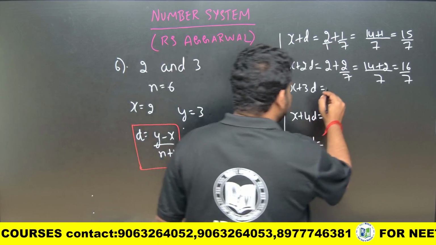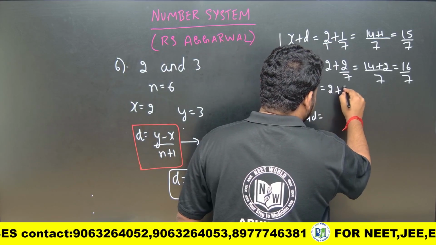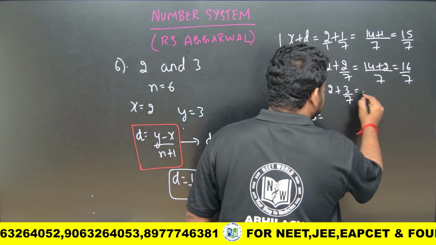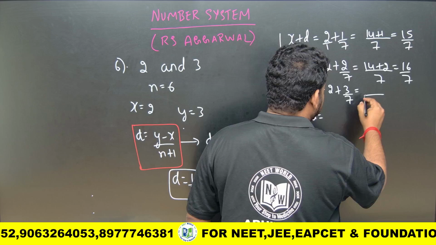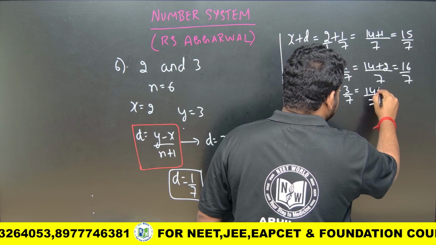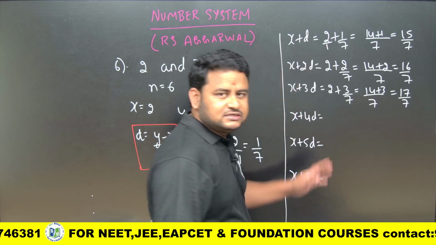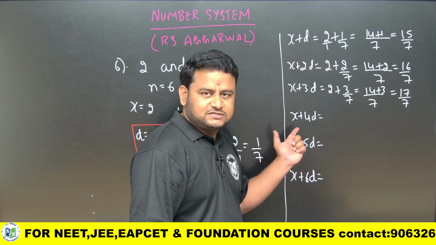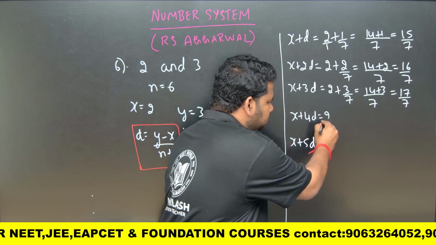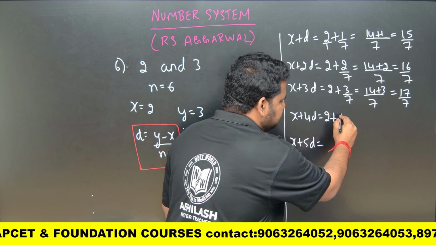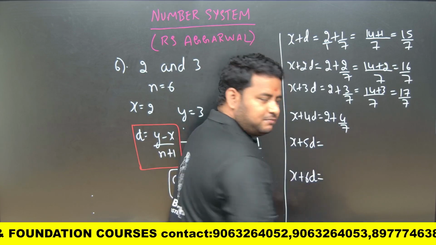Now, another thing I can do is the third number, 2 plus 3 by 7, where 3d means 3 by 7. Now, if I take LCM, 7 2s are 14. 14 plus 3 is 17 by 7. Similarly, x plus 4d. X is 2, plus 4d. 4d means 4 into 1 by 7, since d is 1 by 7. So, that will become 4 by 7.